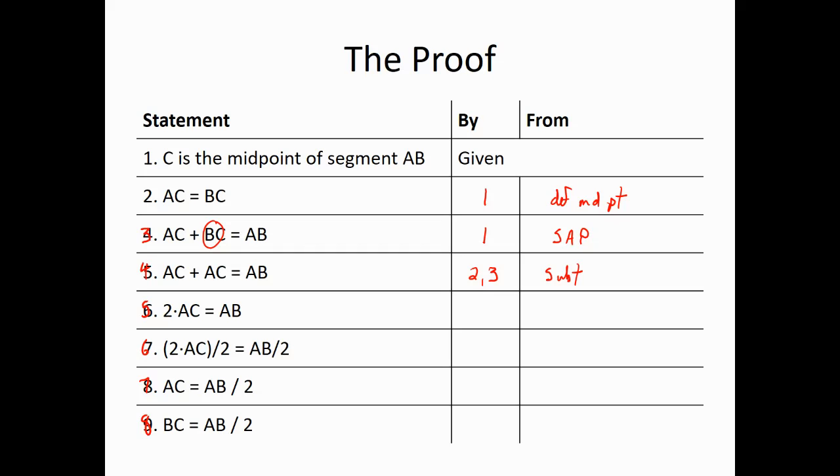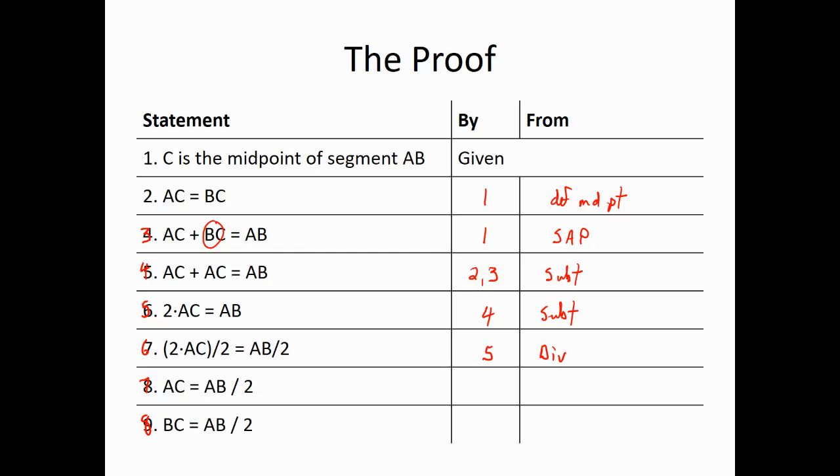And then look at line number 4. We have AC plus AC, which simplifies down to double AC. So this follows from line number 4 by substitution. And then we divided both sides by 2. This is the kind of maneuver that you've seen take place a number of times. This is really just algebra. So what we did is we took line number 5 and we divided both sides by 2. And then we simplified what resulted.